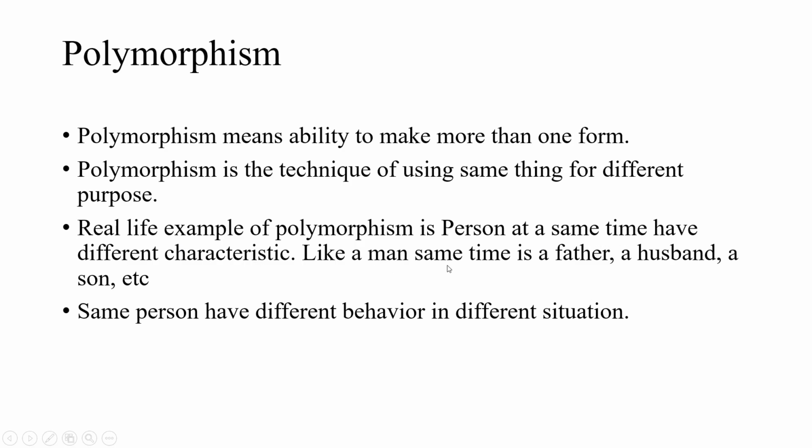Like a man is at the same time a father, a husband, and a son or a brother of someone. The same person has different behavior in different situations. Basically, polymorphism means the ability to take more than one form. It means one person or one thing is taking the role of different forms. The person is performing different roles, but there is only one person. That is nothing but polymorphism.